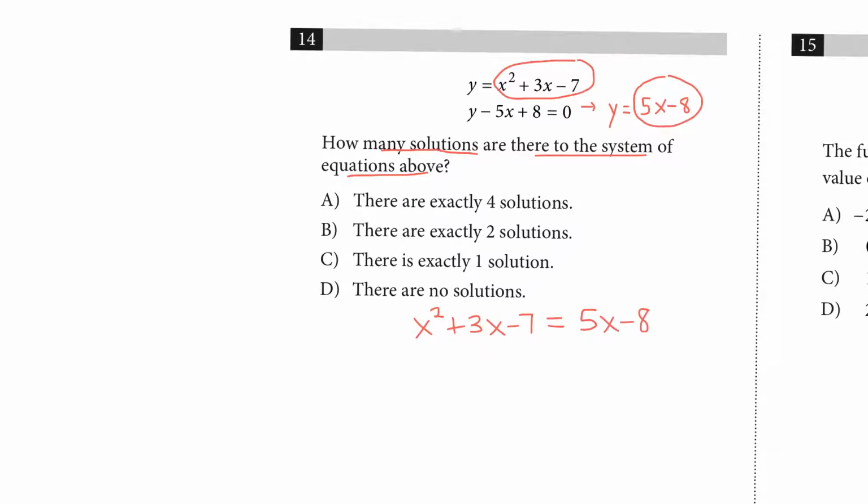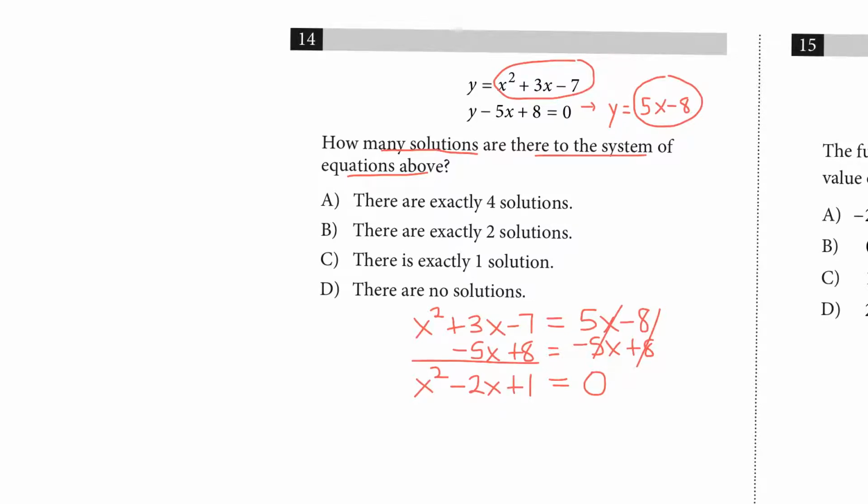And so what we need to do is set this in standard form, set it equal to 0. So I'm going to subtract 5x on both sides. And also I should go ahead and add 8 to both sides, so that way we can set it equal to 0. These will cancel out, and you get 0 on the right hand side. And we now have x squared, 3x minus 5x is a minus 2x, and then 8 minus 7 is plus 1.